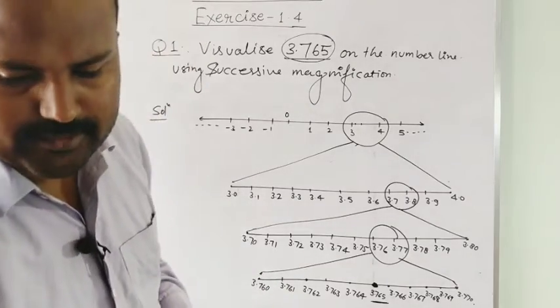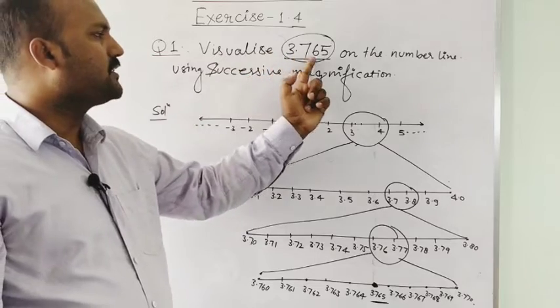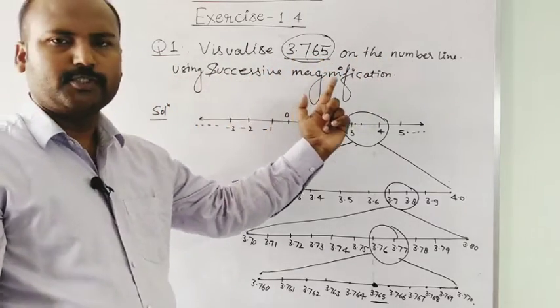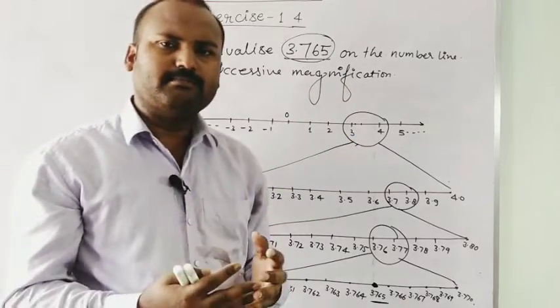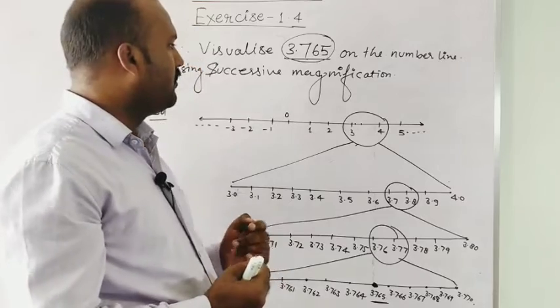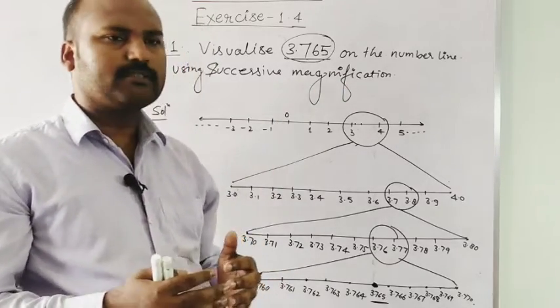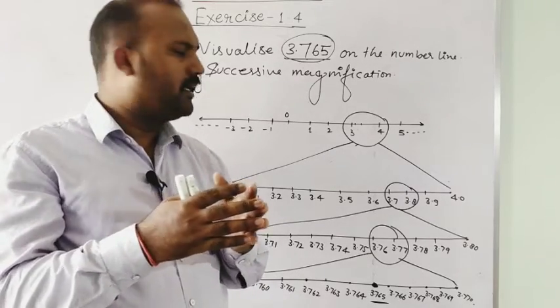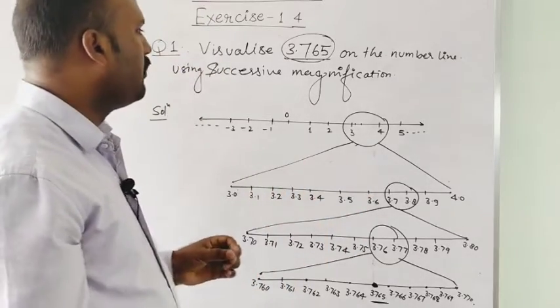The first question is: visualize 3.765 on the number line using the successive magnification method. How do we represent this number on the number line by this method? Magnification means we have to locate it in discrete, expanded form.